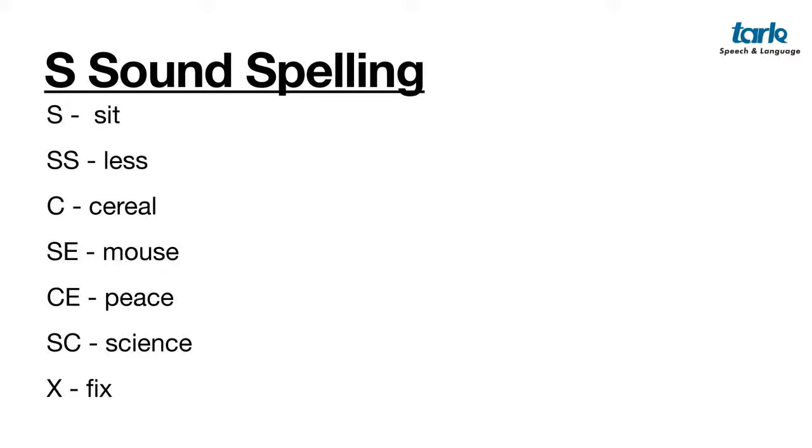SE as in mouse. We're not going to say that E. Peace, CE as in peace. And X as in fix. Okay, so we have sit, less, cereal, mouse, peace, science. Oh, I forgot that. The SC in science and the X in fix. Okay, so one more time. We have sit, less, cereal, mouse, peace, science, fix.